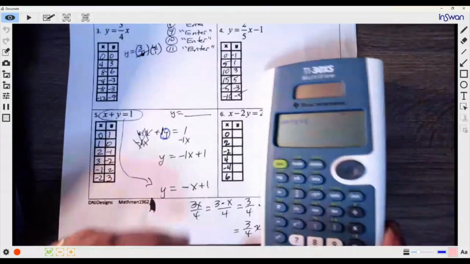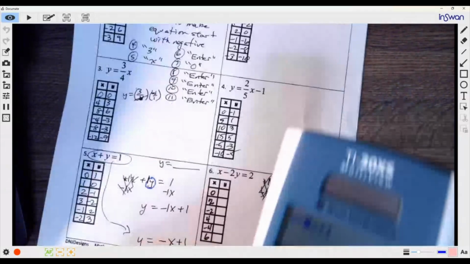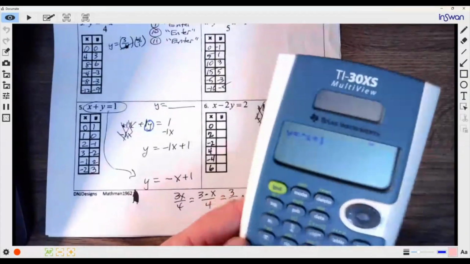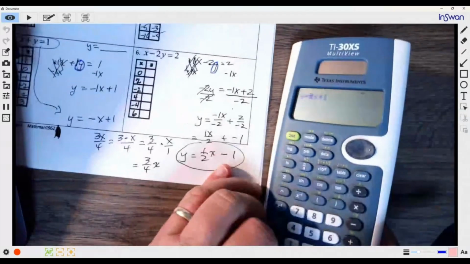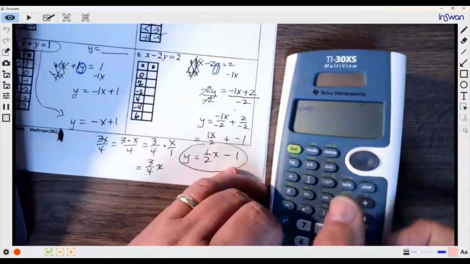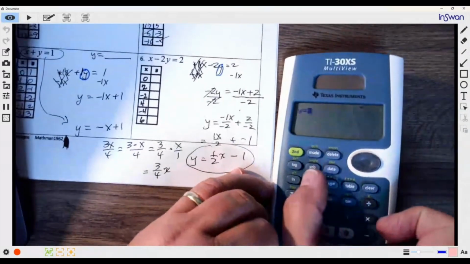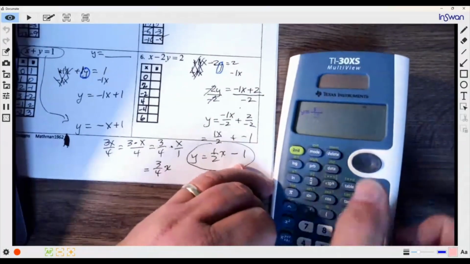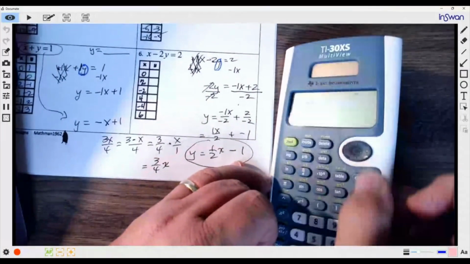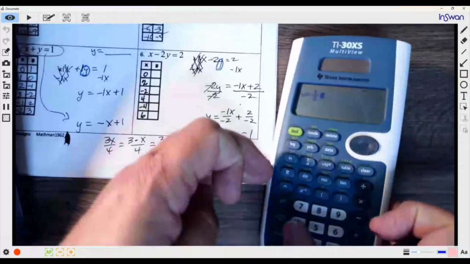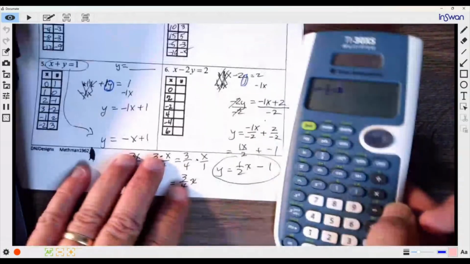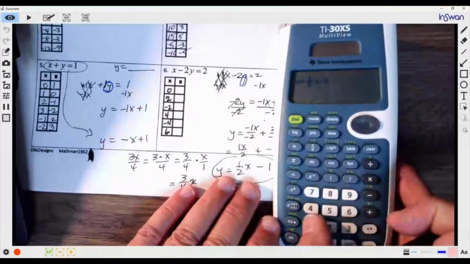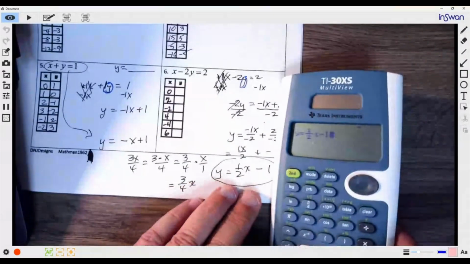table. Hold this so I can let you see what I'm doing too. We've got table, so I'm going to clear out the equation that's there. I have a fraction, so I'm going to hit the fraction key. 1 over 2, come out of the fraction, variable x minus 1. Y equals 1/2 x minus 1.